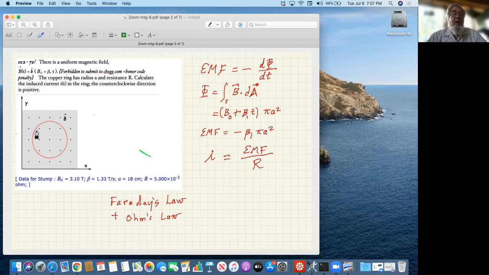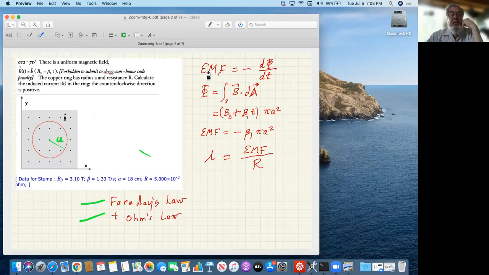In this magnetic field, you have a copper ring with some radius A and some resistance R. So I guess this would be A. And then the copper ring has resistance R. The problem is to calculate the current in the ring. It's a combination of Faraday's law and Ohm's law. Faraday's law says that the changing flux produces EMF. Then Ohm's law says that the current is the EMF divided by the resistance.